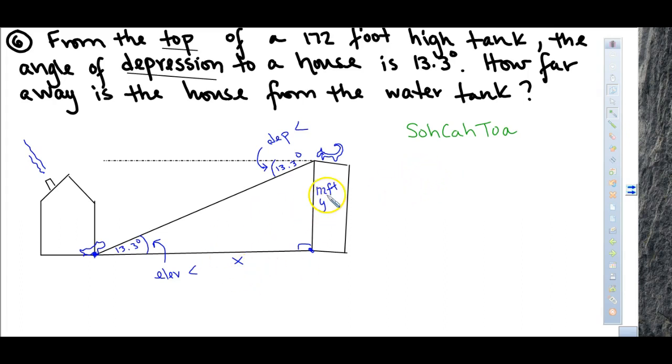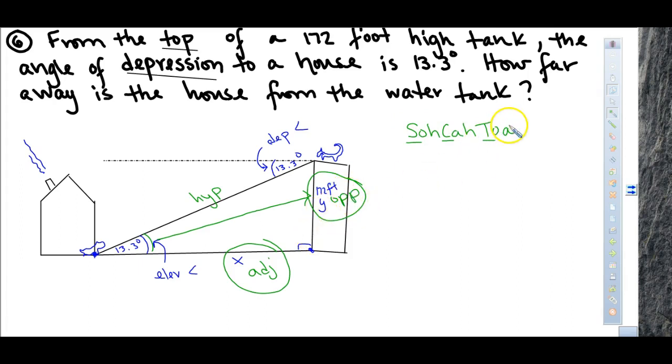What are we doing here? We need to identify the parts as opposite, adjacent, and hypotenuse in reference to this angle. So this is my opposite side. This is my adjacent side. This is my hypotenuse. So I know my opposite side. I want to know my adjacent. Choose a trig function, sine, cosine, or tangent. Which one uses those two parts? Yes, you're absolutely right. It is tangent. So tangent of theta is equal to opposite over adjacent.